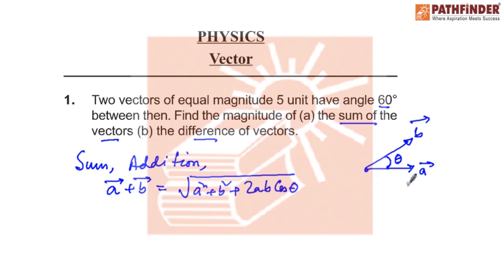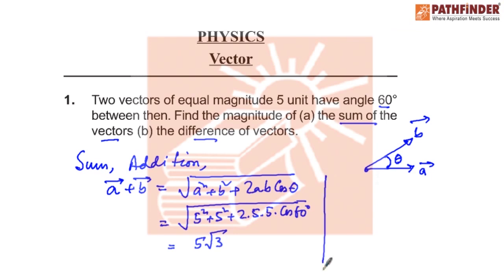And then what we can go on to write, putting the values of 5 and all that, this 5 square plus 5 square plus 2 into 5 into 5 into cos 60, and if we go on to calculate, then we get this as 5 root 3.